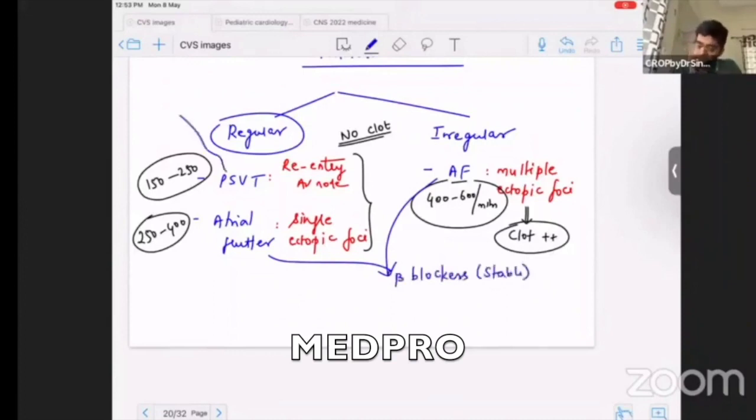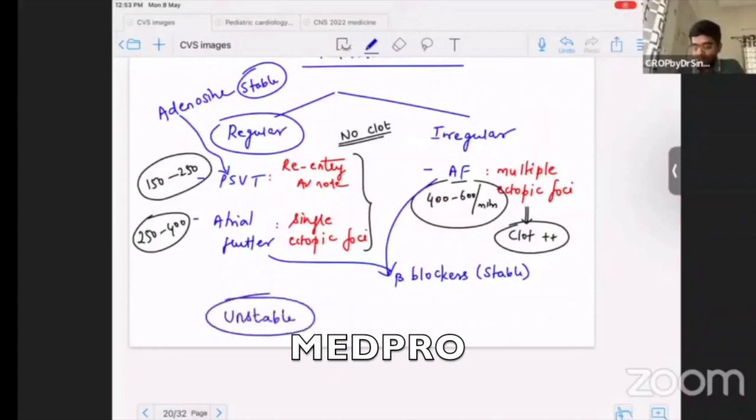For PSVT, what is the drug I told you? It was adenosine, the drug to control the heart rate in PSVT. That is also for a stable patient. In case the patient is unstable in any of these conditions, what will be the treatment? It is synchronized cardioversion or DC shock. What is that? Direct cardioversion shock is recommended.